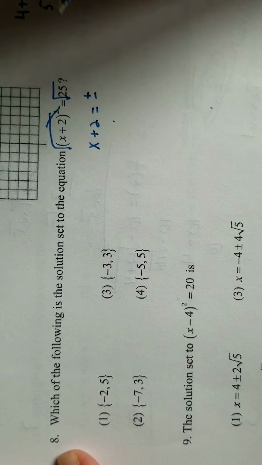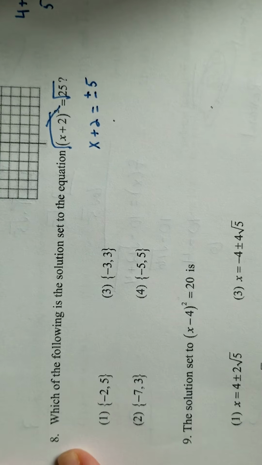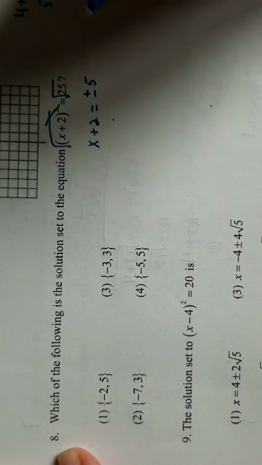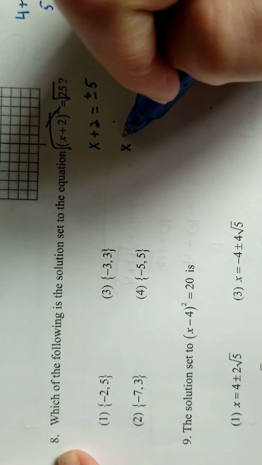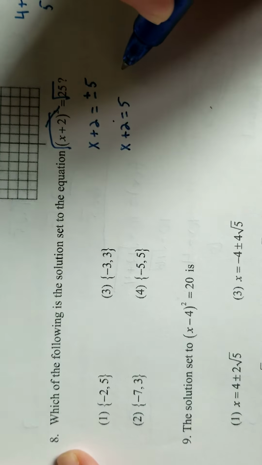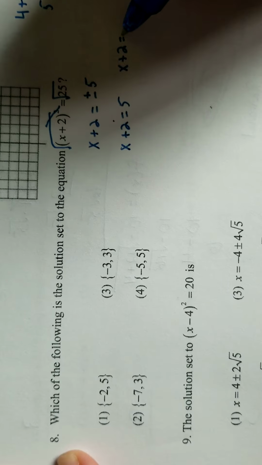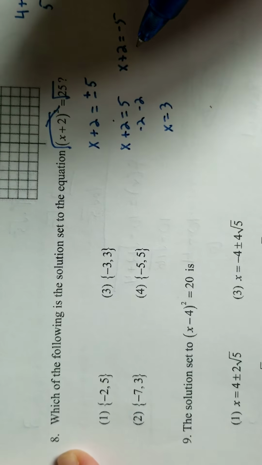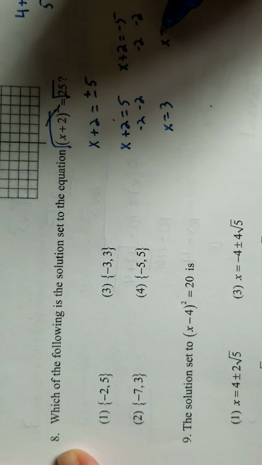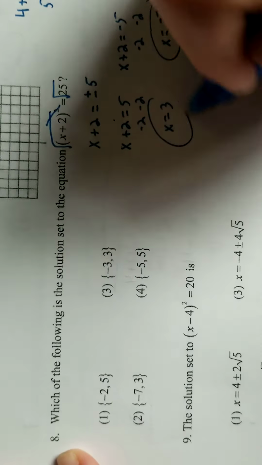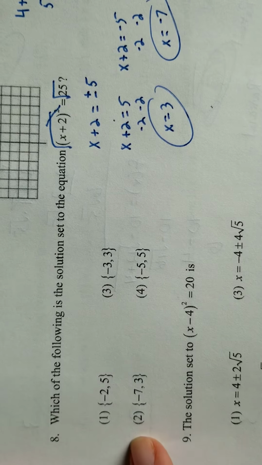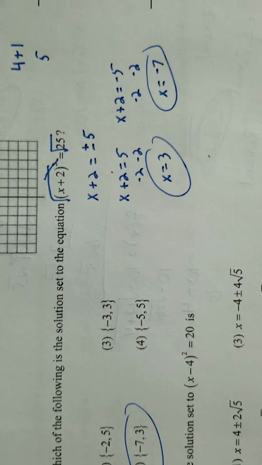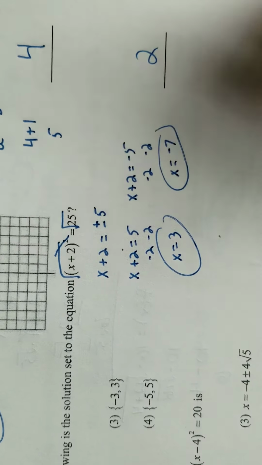25 is a perfect square. The square root of 25 is 5. So that gives you a positive 5 and a negative 5. Continue to solve. You'll have x plus 2 equals a positive 5. X plus 2 equals a negative 5. Subtract 2 from both sides. X gives you 3, subtract 2 again, x equals -7. So those are our two solutions, -7 and 3. And that's number 2. So we'll put 2 on the blank.